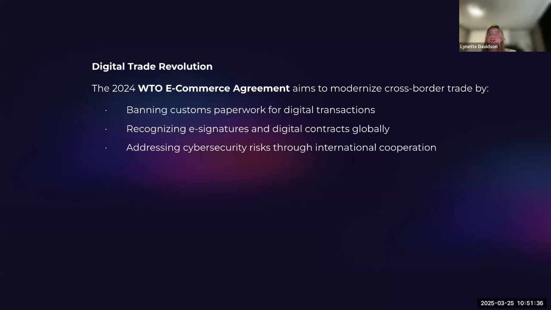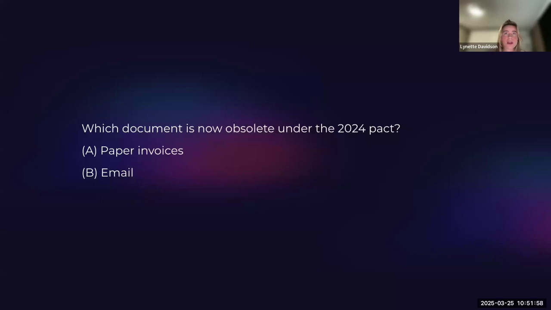If we think about the e-commerce trade agreement, it modernizes cross-border trade, because it banned customs paperwork for digital transactions, which is really important. It helped to recognize e-signatures for digital contracts on a global level, and it addresses cybersecurity risks through international cooperation. So which document do you think is now obsolete under the 2024 pact? Is it A, paper invoices, or B, email?